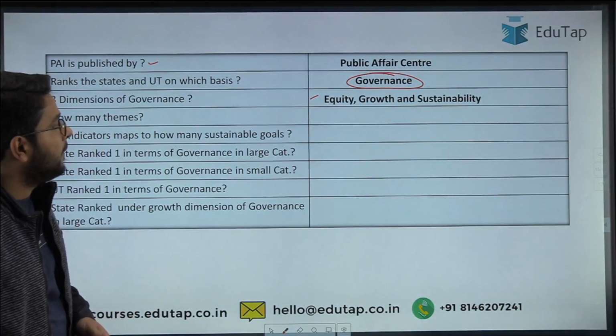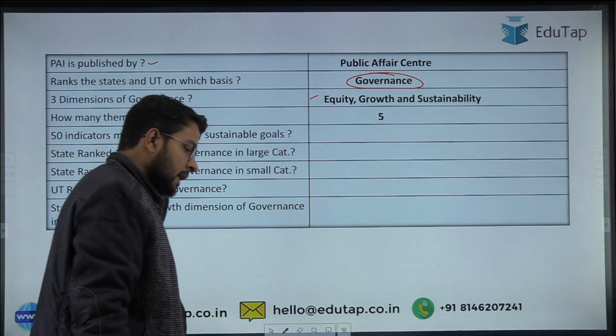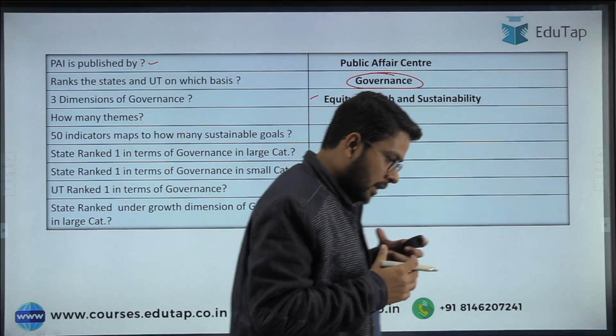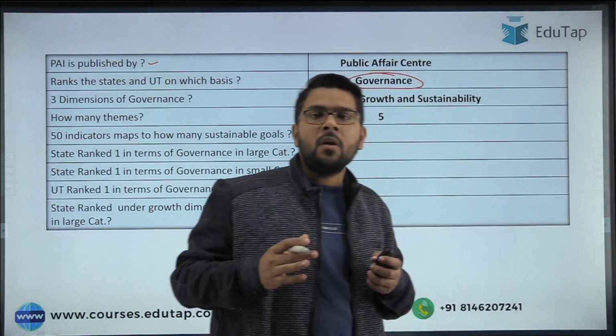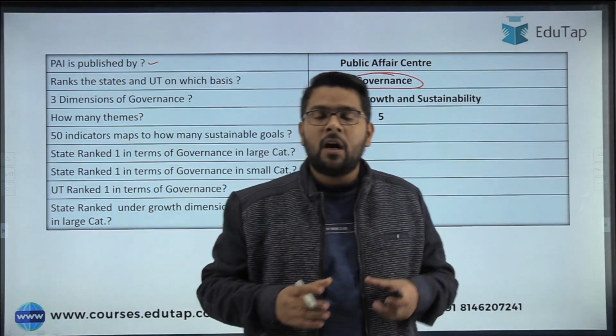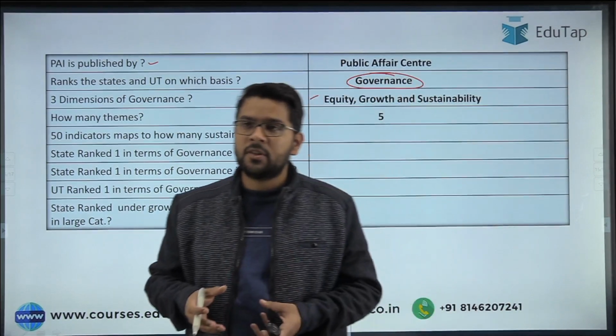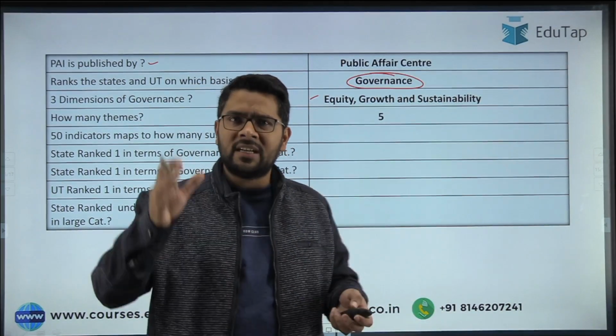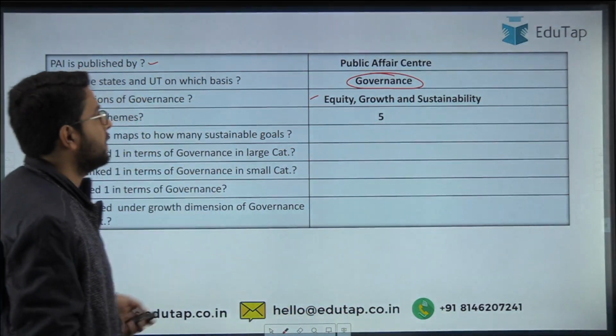How many themes are there? There are 5 themes, if you remember. That is government effectiveness, how it is performing in terms of controlling corruption. Then the rule of law is there. So these are the 5 themes. You can recall the previous slides.